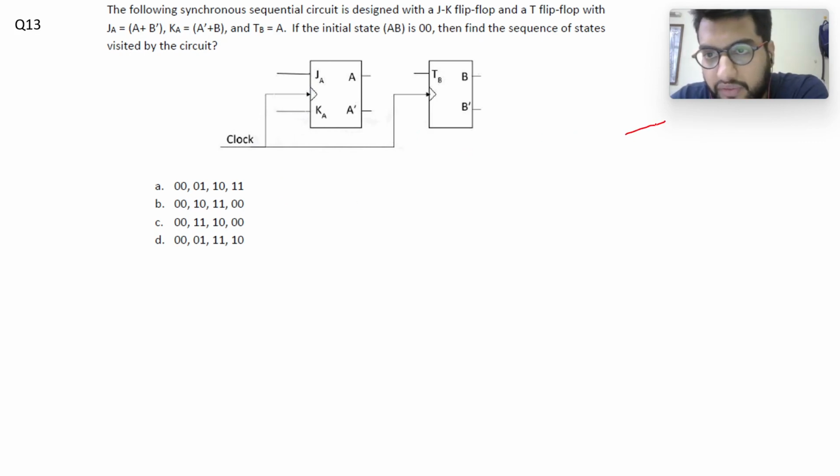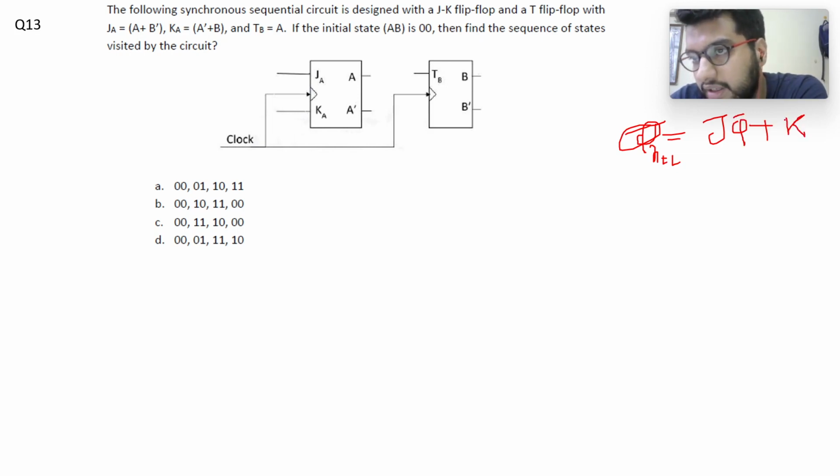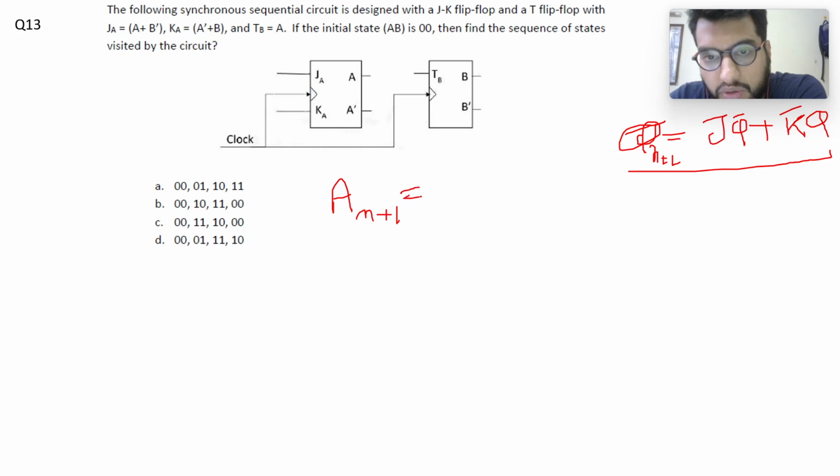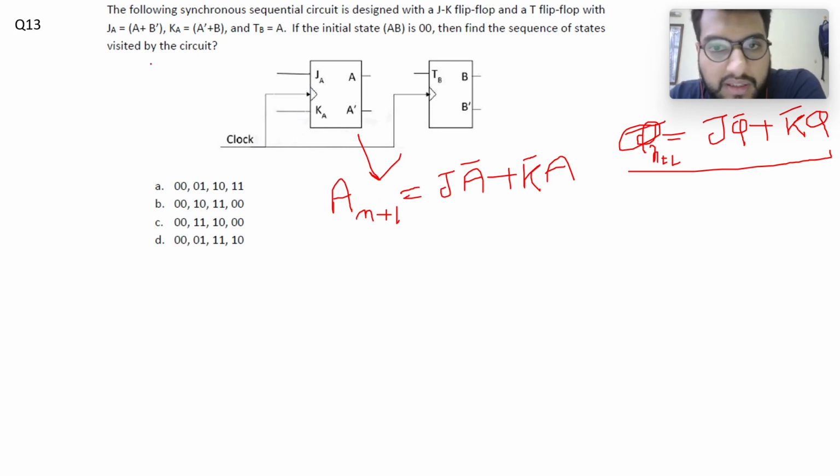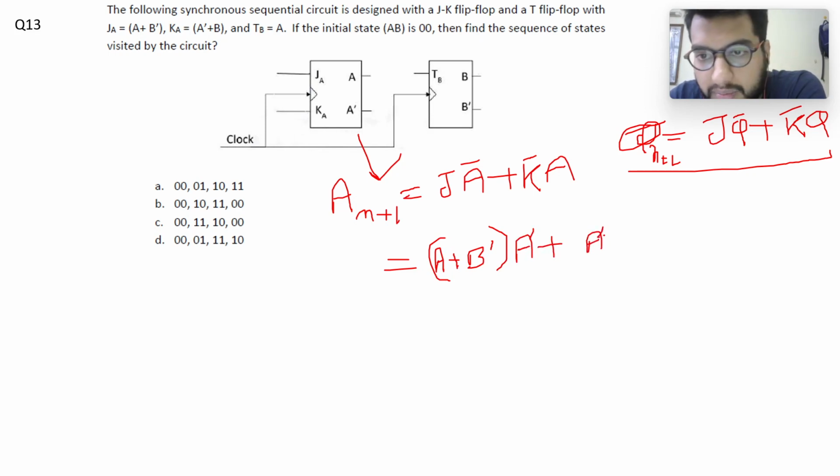We know the characteristic equation of a JK flip-flop is Qn plus 1 equals J Q complement plus K complement Q. Here Q is equal to A, so A n plus 1 is equal to J times A complement plus K complement A. Given J is equal to A plus B complement, I'll write it like this: A plus B complement, then AND with A complement, plus K complement, which is A complement plus B whole complement, then AND with A.